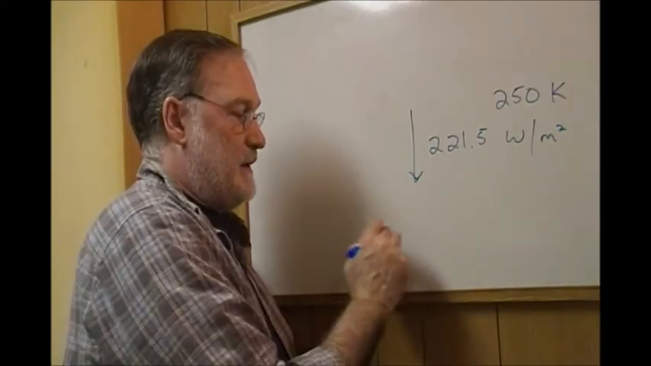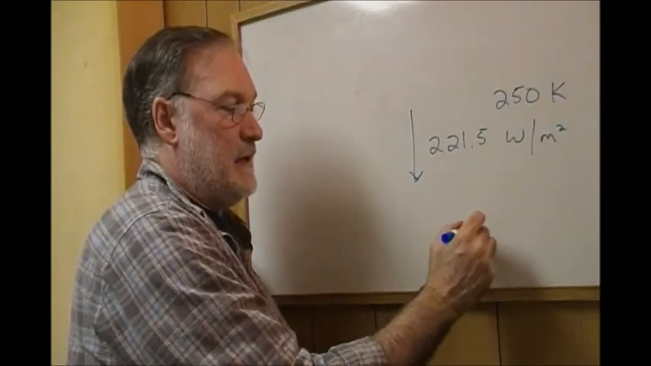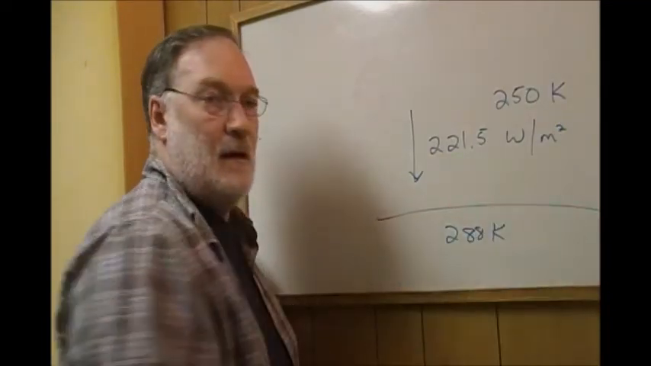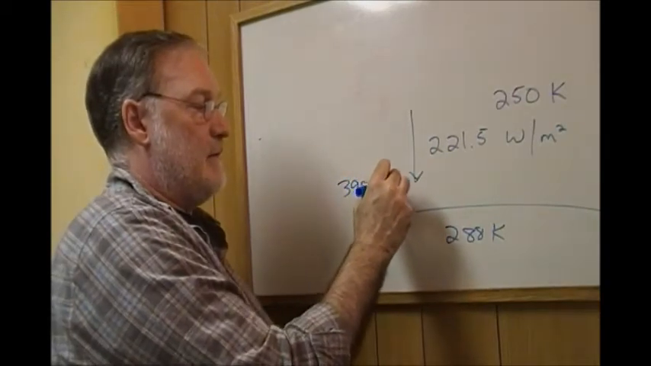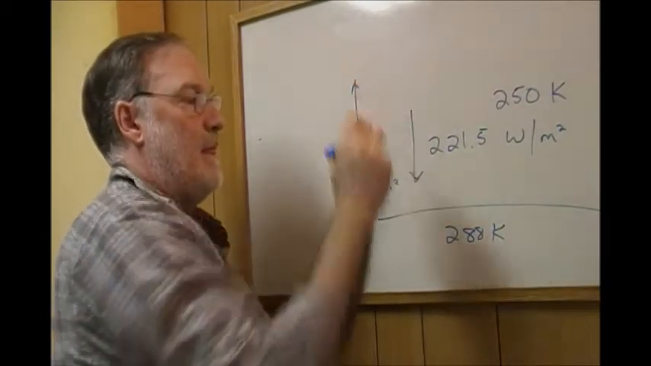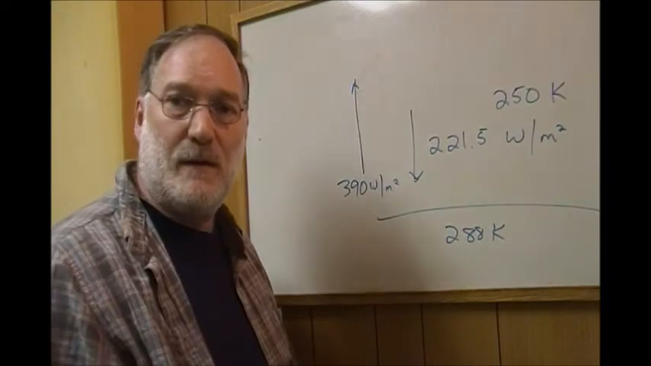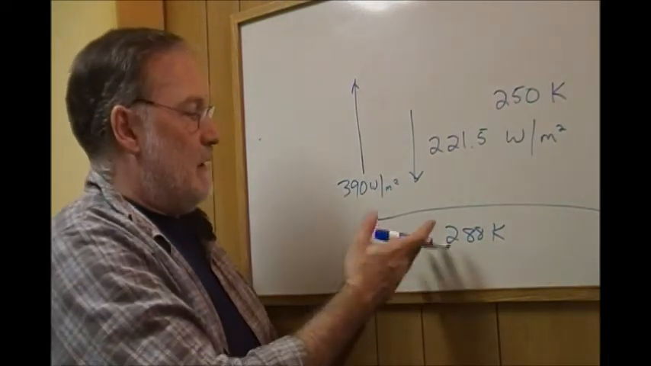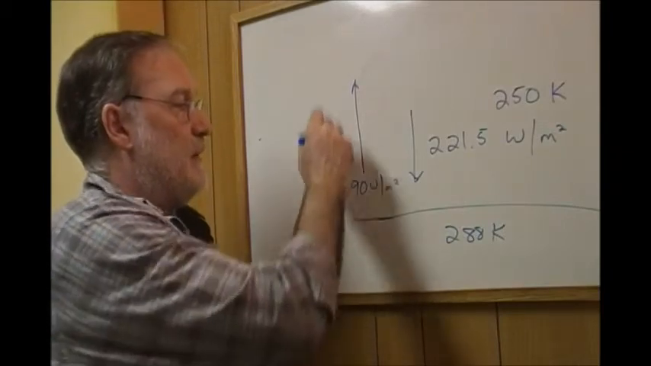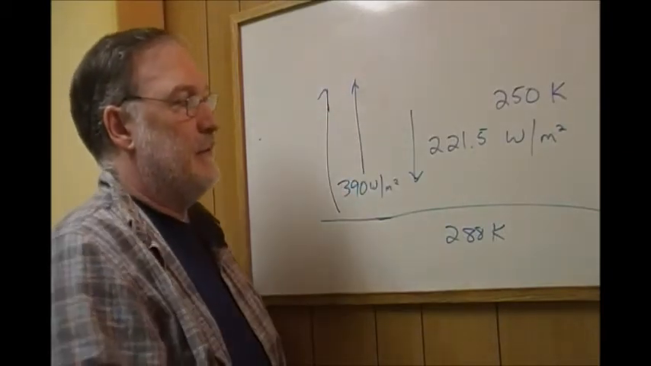The ground temperature is 288 Kelvin. That would produce 390 watts per square meter of infrared radiation coming up from the surface. So there again, you can see it on average. On average, the Earth gives off 390 watts per square meter.